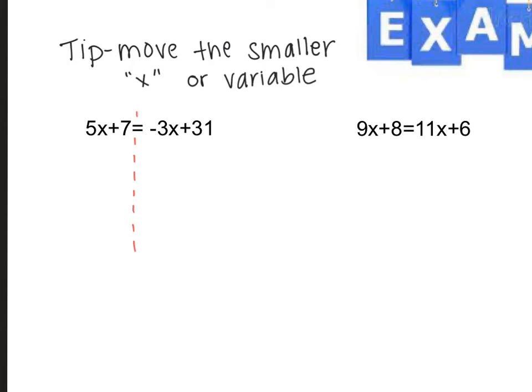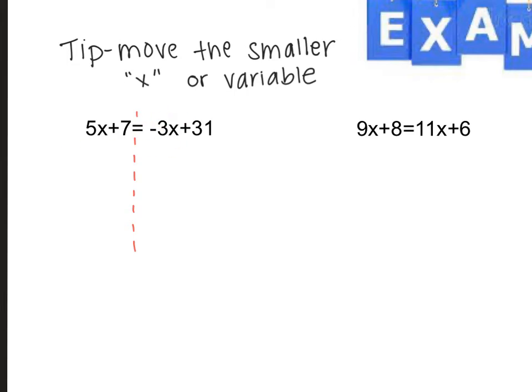I do that so we don't end up negative. Now, again, you can do it either way. It will give you the same answer. I like to move the smaller one so we don't end up with a negative variable. It doesn't make a difference at the end, just as we go. So this negative 3x is smaller than 5x, so I'm going to move this one.